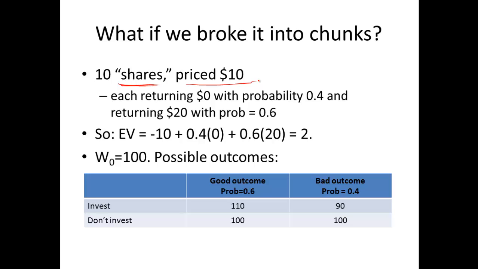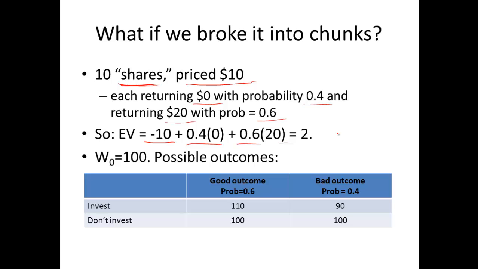So again, what does a share do? Well, it returns $0 with probability 0.4, and it returns 20 with probability 0.6. So it's just 1/10 of the payoff of the overall investment we were just thinking about. What's the expected value of one of these shares? Well, it costs 10 with certainty, pays back 0 with probability 0.4. It pays back 20 with probability 0.6, and so minus 10 plus 12 is 2, so it's got positive expected value.